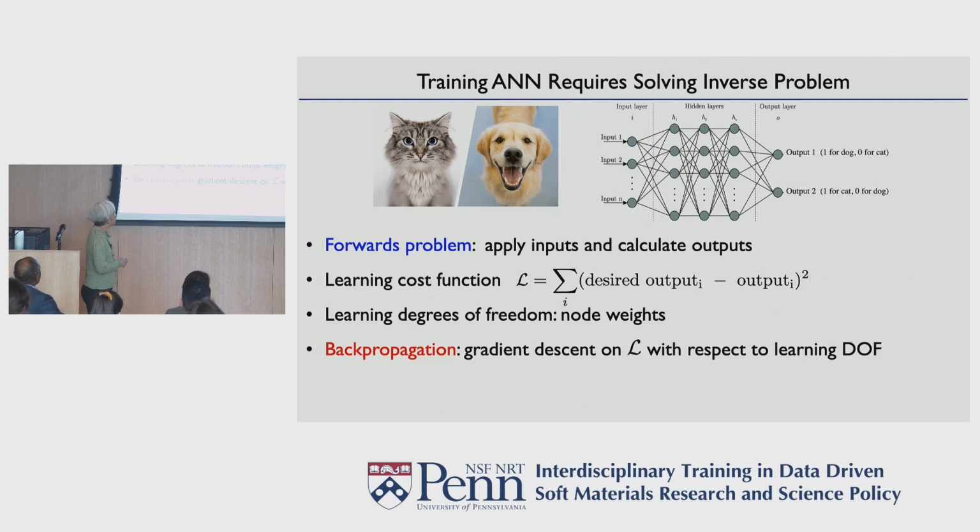That's what we call the learning cost function, and then you minimize this with respect to learning degrees of freedom, for example, the node weights. Then you do gradient descent on this learning cost function, adjusting these learning degrees of freedom, until you reach the global minimum of 0. And then the output that comes out is the one that you want. So that's how you train these systems.